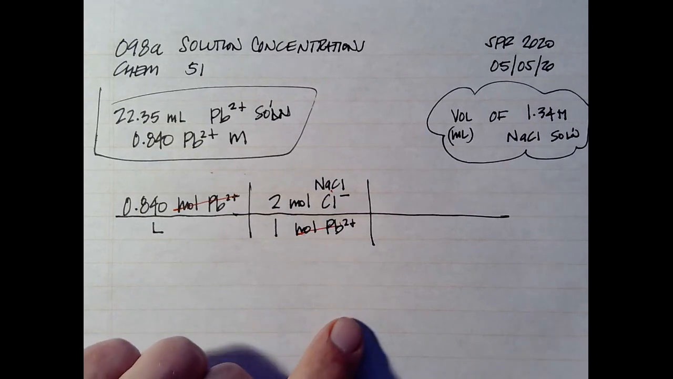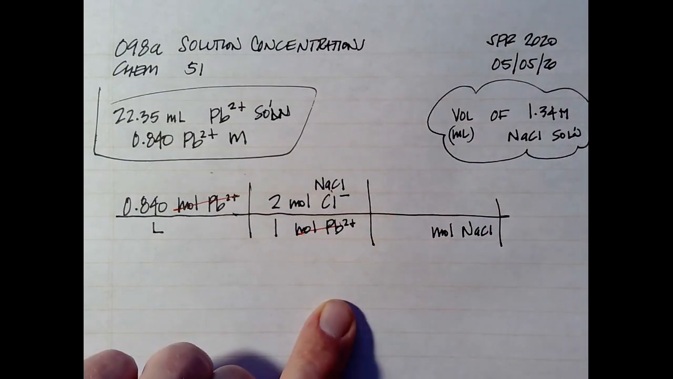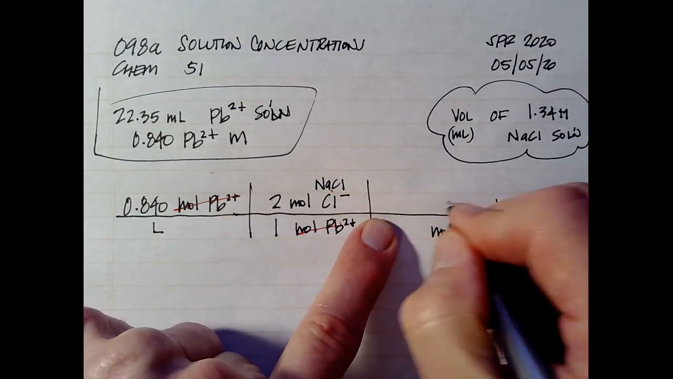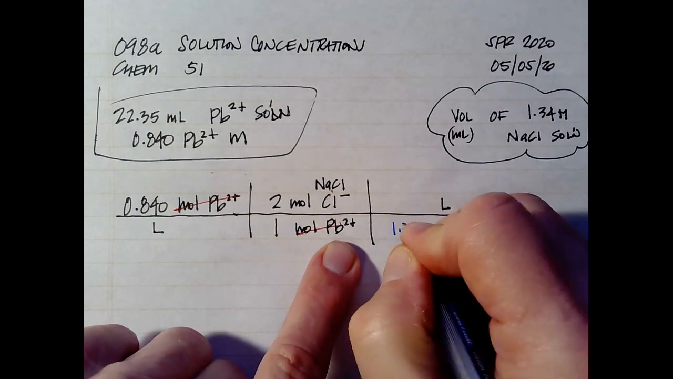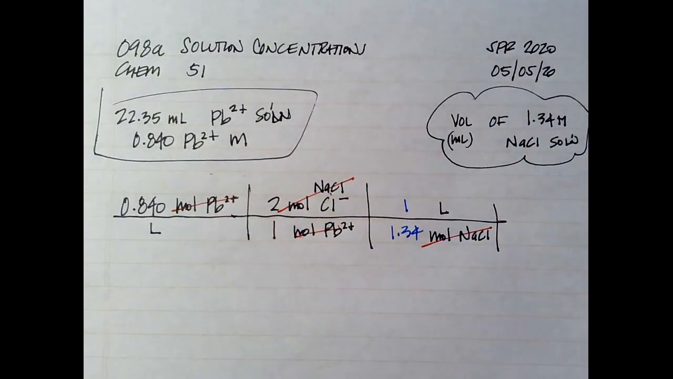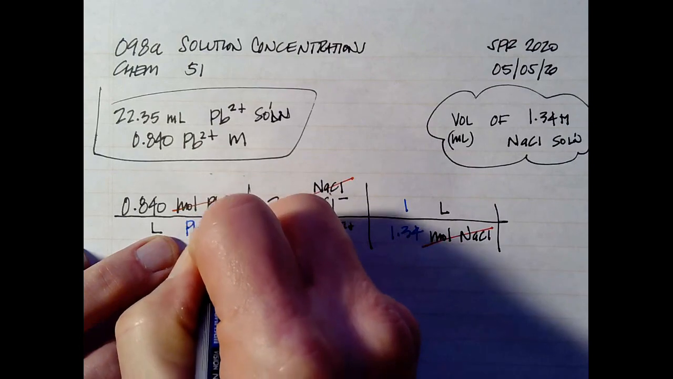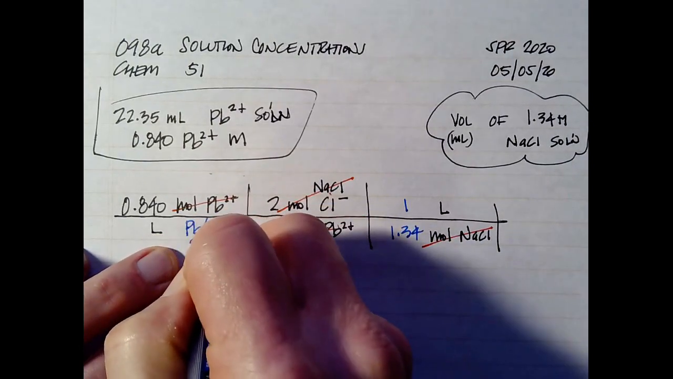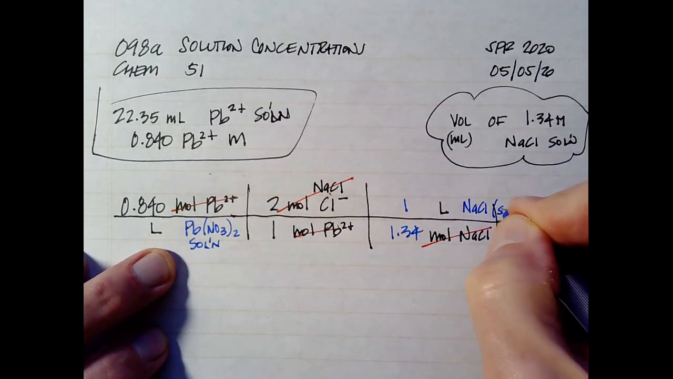And I might say, okay, what else do I know? Do I have something that has moles of NaCl in it? Well, the only thing I've got is moles per liter of that solution. So I might say, oh, okay, that was 1.34 for 1 liter. Just to make this more clear, this is the PbNO3 solution, and this is the NaCl solution.